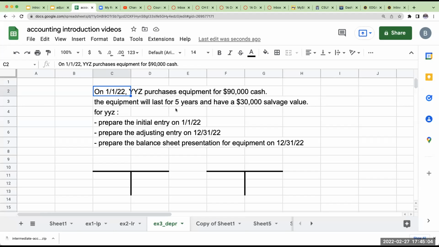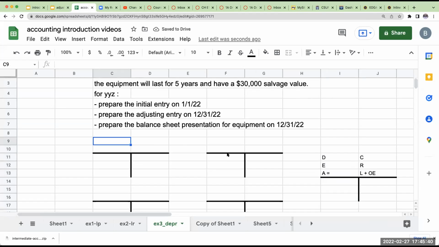On January 1st, 2022, YYZ purchases equipment for $90,000 cash. The equipment will last for 5 years and have a $30,000 salvage value for YYZ. Prepare the initial entry on January 1st, prepare the adjusting entry, prepare the balance sheet presentation for equipment on December 31st, 2022. So what do we do here? So we know that, and I'm going to pause real quick.